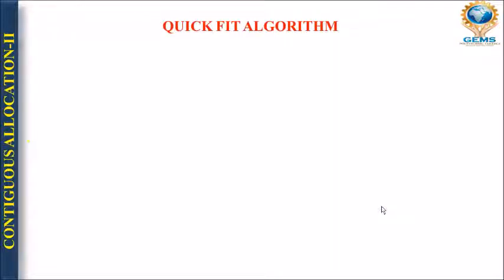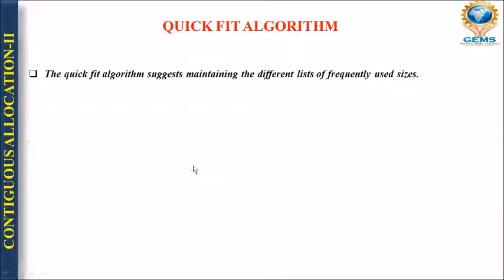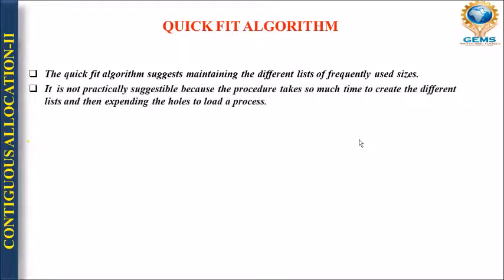So next talk about quick fit algorithm. It suggests maintaining a different list of frequently used sizes. So whatever frequent sizes we are using, it tries to maintain that list only, right? It is not practical because the procedure takes so much effort to create the different lists. So we observe that when we adopt such an algorithm, it is very unrealistic to use in the real scenario, right?